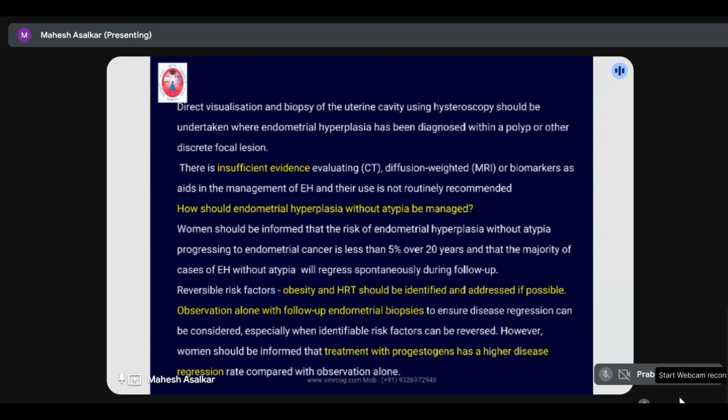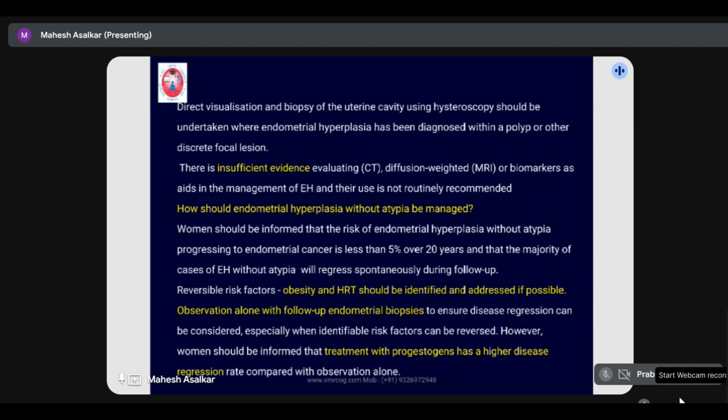How should endometrial hyperplasia without atypia be managed? Now let us come to the management of endometrial hyperplasia where there is no atypia. Women should be informed that the risk of endometrial hyperplasia without atypia progressing to endometrial cancer is less than 5% over a period of 20 years, and the majority of endometrial hyperplasia without atypia will regress spontaneously during follow-up.